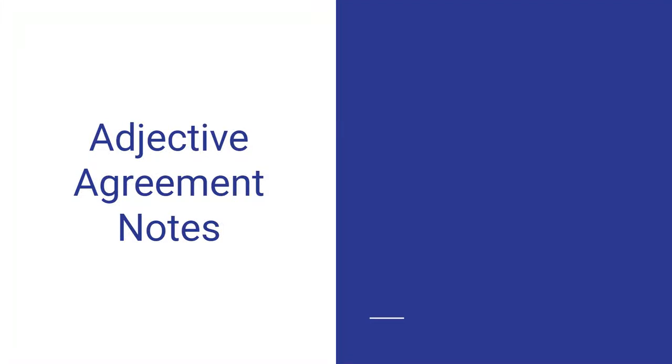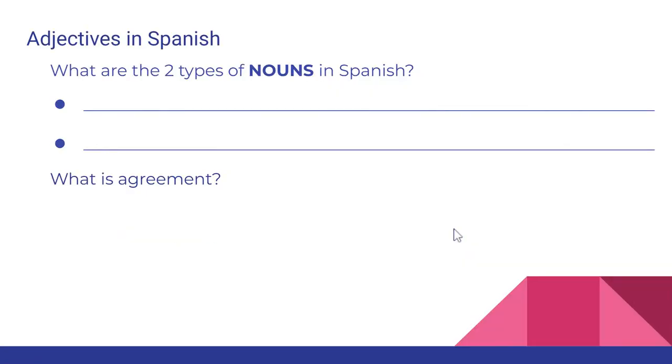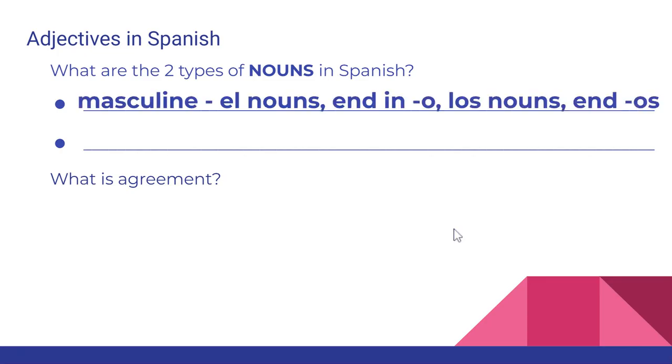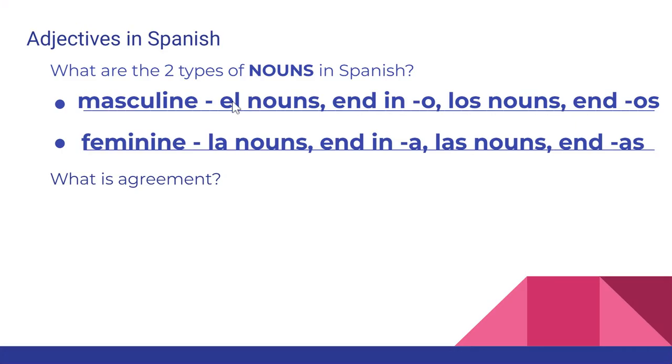Today we are going to talk about how to make adjectives agree with nouns, or adjective agreement. In order to do that, the first thing you need to know is how to identify a noun in Spanish. In Spanish, we have two main types of nouns: masculine nouns and feminine nouns. Masculine nouns will always have el or los in front of them and will typically end in o or os, whereas feminine nouns will have la or las in front of them and will typically end in a or as.